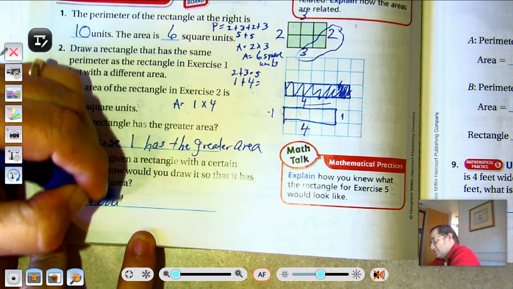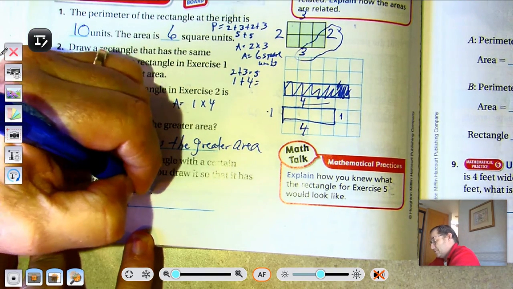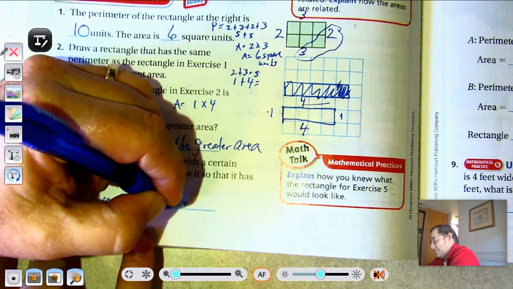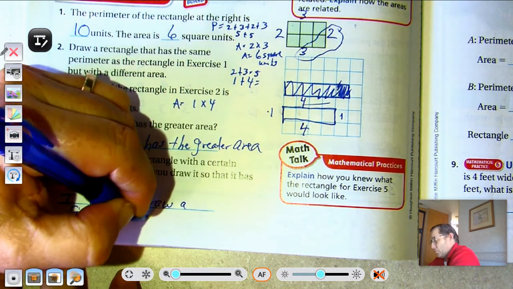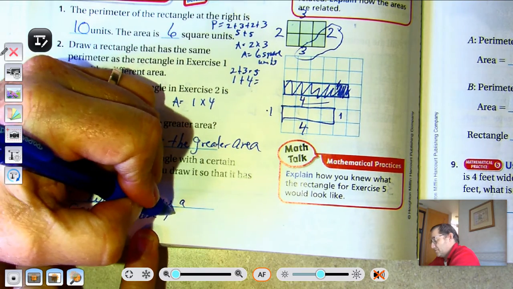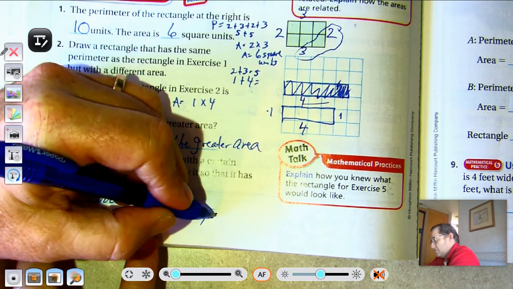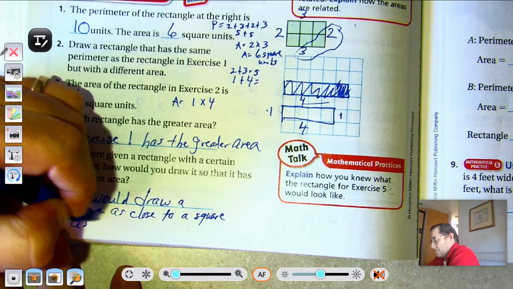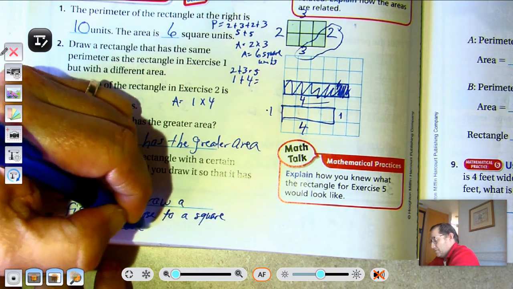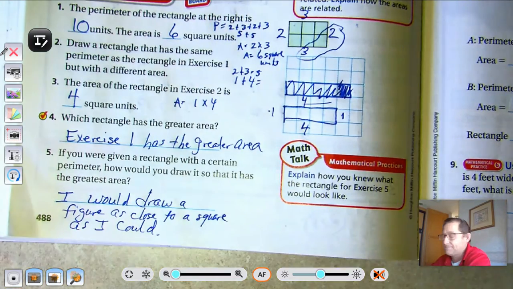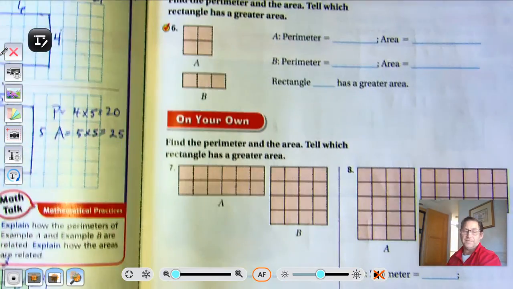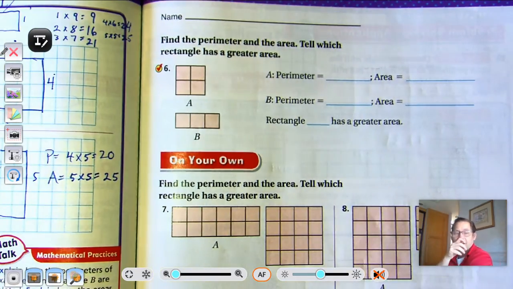I would draw a figure as close to a square as I could. The closer I get to a square, the larger the area gets. So let's do some more. Find the perimeter and the area. Tell which rectangle has a greater area.